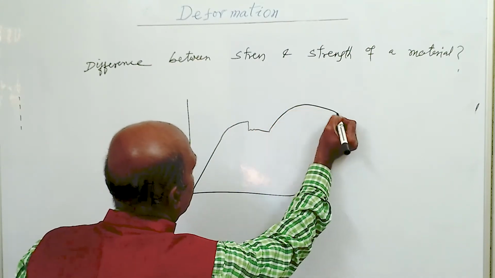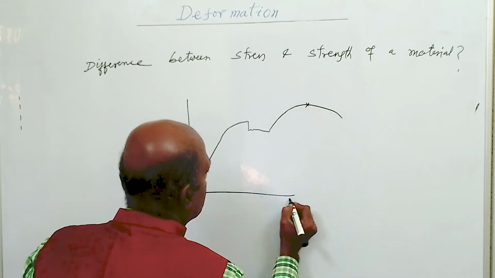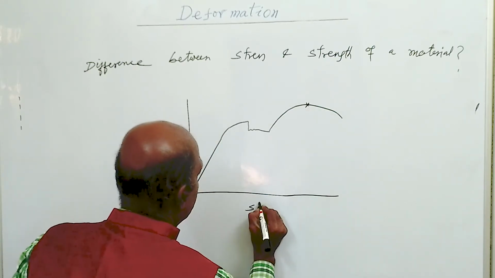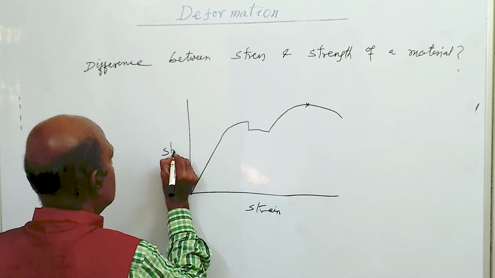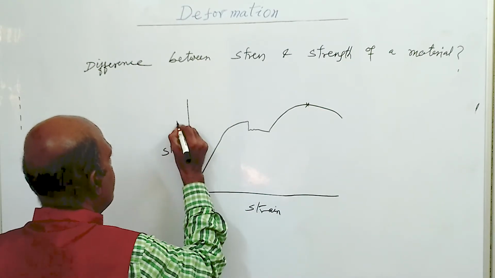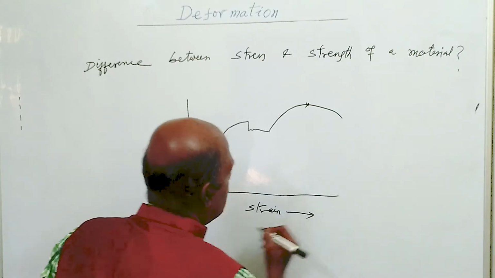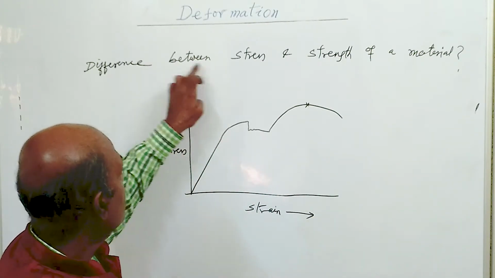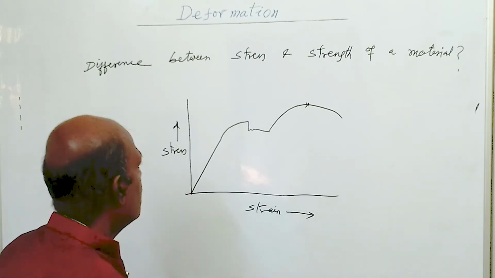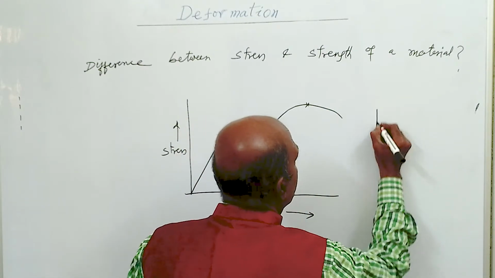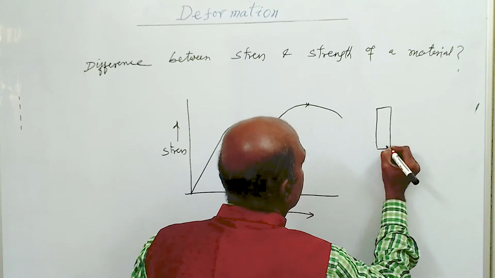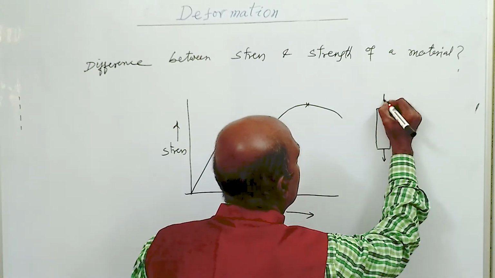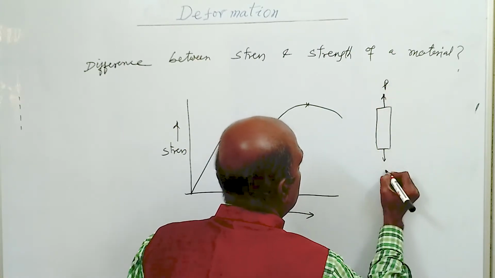Okay, so this is the stress strain curve for mild steel. This side indicates strain and this side indicates stress. Now the difference between stress and strength. Let the body be under load P. P is a variable force, so P can be increased from a minimum value to a maximum value.